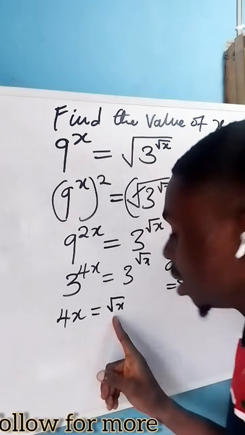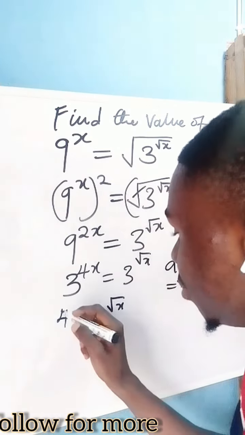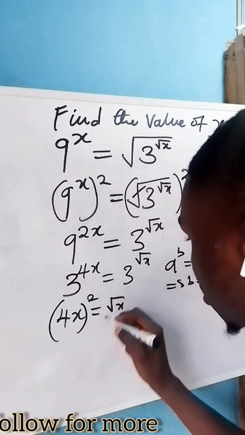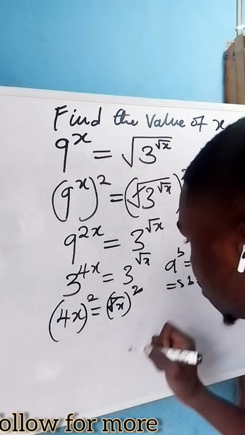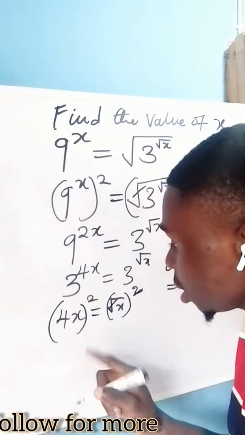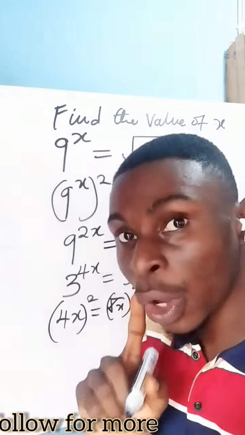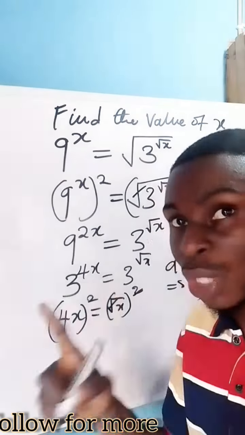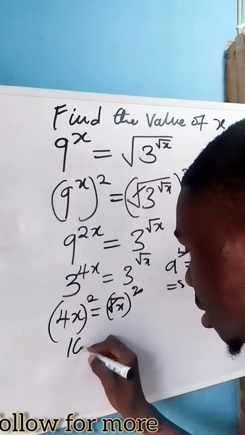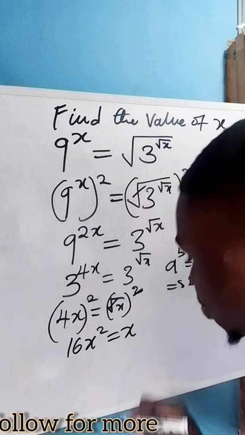Now whenever you have a square root, square both sides to get rid of this square root. If you square this side and you also square this side, we see that the square root will cancel out the square. Now these two affect both 4 and x. So 4 squared is 4 times 4, which gives you 16, and x to the power of 2 is x squared. So you're going to have 16x squared is equal to x.